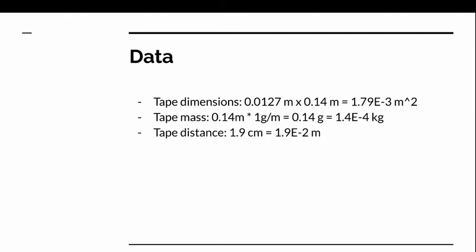Using these dimensions, the conversion that 1 gram of tape is equal to 1 meter length of the tape was used and found that the tape weighed 1.4 times 10 to the negative 4 kilograms. Finally, the distance between tape A and tape B was found to be 1.9 centimeters or 1.9 times 10 to the negative 2 meters.